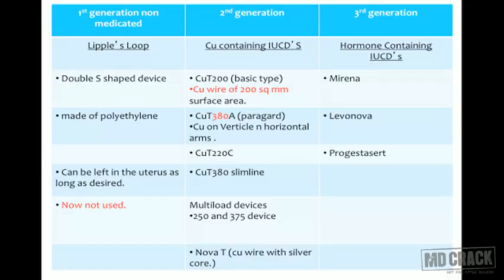Copper T 200, copper T 380A, copper T 220C, copper T 380 slimline. Depending on the copper content, they have these numbers. Multi-load device is again very commonly used. It looks a little different from the copper T as such. 250 and 375 devices are there, and Novati is also available. Hormone containing ones are Mirena, Levanova and Progestasert. Mirena is getting a lot of popularity nowadays.